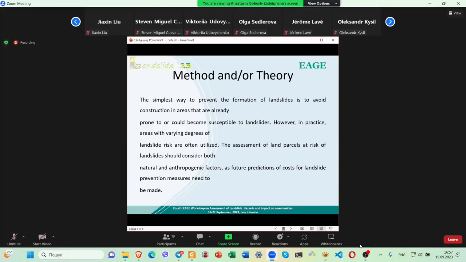However, in practice, areas with varying degrees of landslide risk are often utilized. The assessment of land parcels at risk of landslide should consider both natural and anthropogenic factors, as future predictions of cost for landslide prevention measures need to be made.